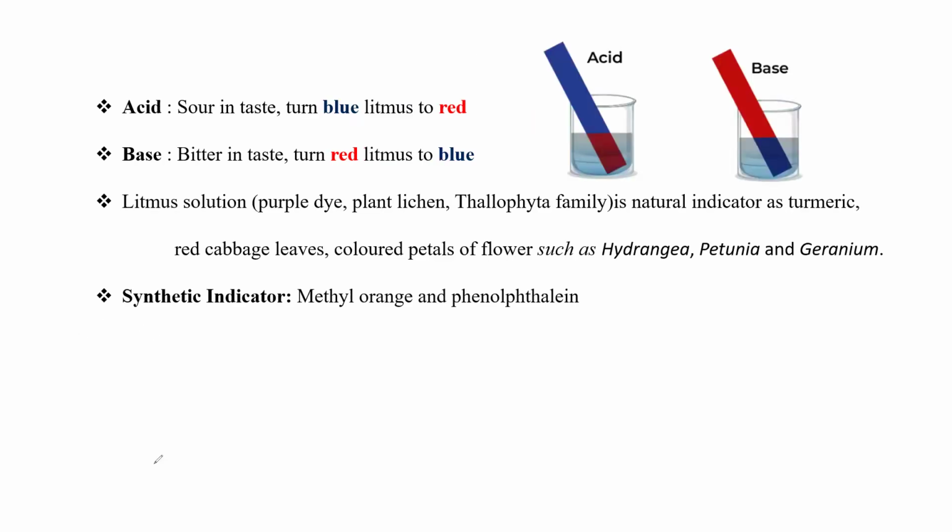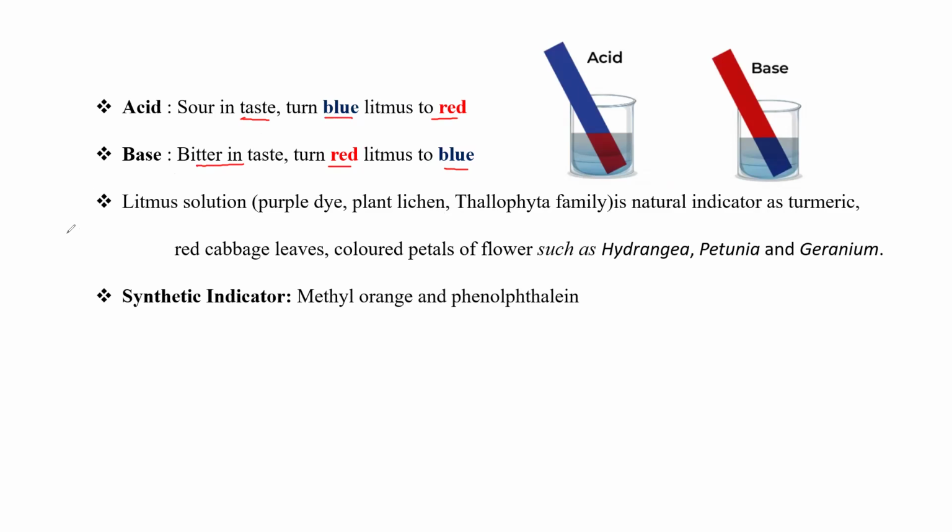First, what is an acid? How are we going to recognize that a substance is an acid? It is sour in taste, but we are not going to taste it. Its property is that it will turn blue litmus red. Whereas a base is bitter in taste, and again, we are not going to taste it. Its property is that it will turn red litmus blue.